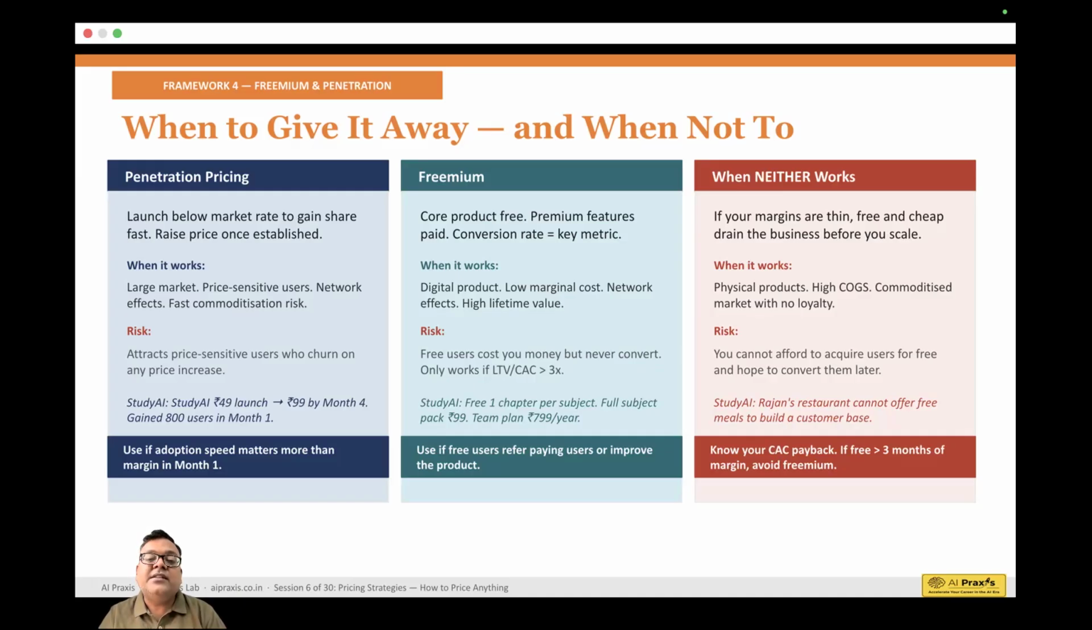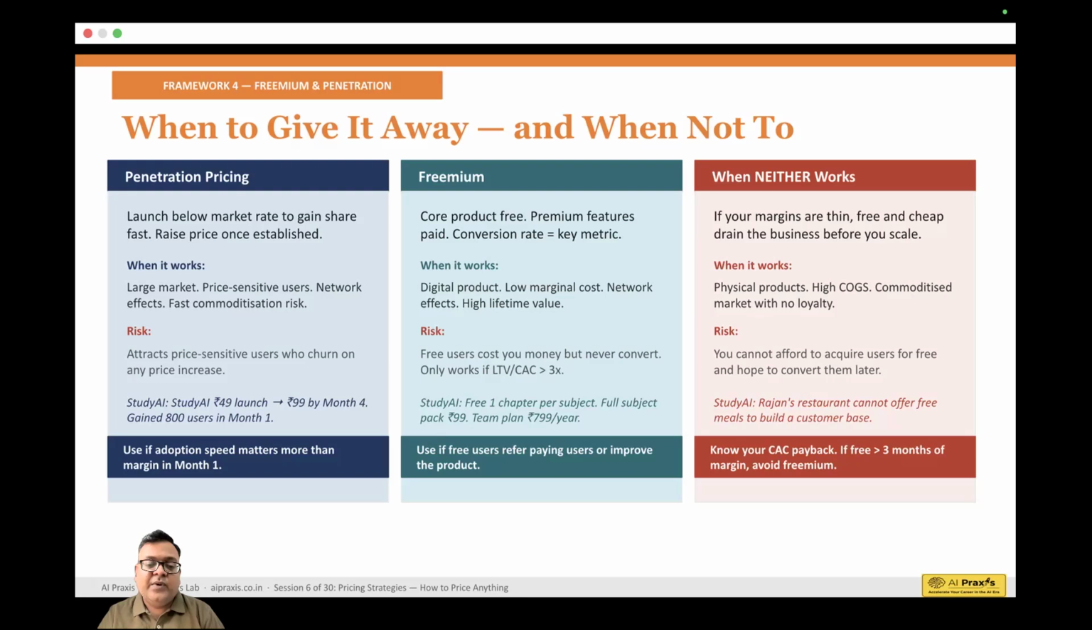And when does neither work? If your margins are thin, free and cheap drain the business before you scale. When it applies: physical products, high COGS, commoditized market with no loyalty. The risk involved is you cannot afford to acquire users for free and hope to convert them later.